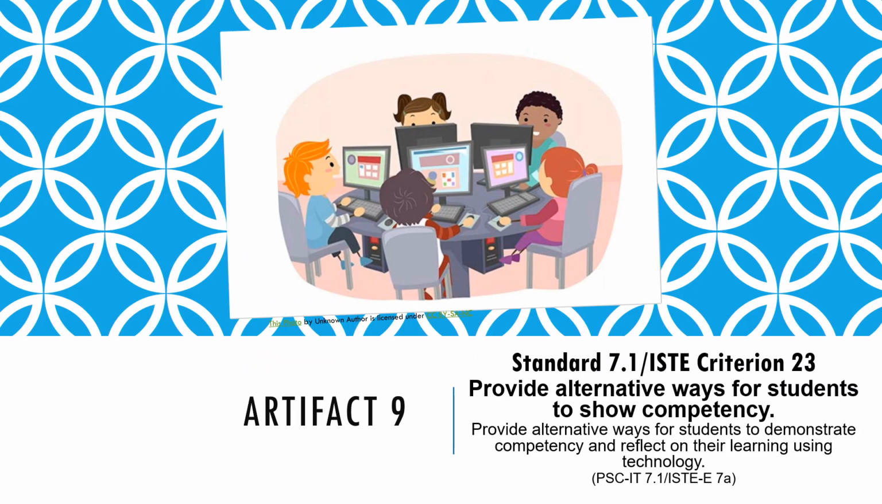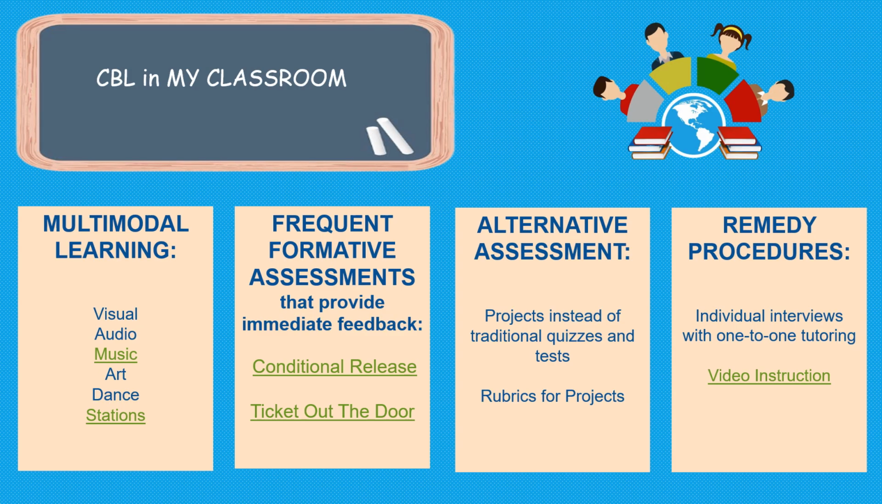Artifact 9, Standard 7.1, ISTE Criterion 23: provide alternative ways for students to show competency using technology. To provide alternative ways for students to demonstrate competency, I provided multimodal learning experiences. Using technology, instruction was delivered visually, auditorially, with music, dance, cheers, with station work. Students received immediate feedback on their work with the use of technology.